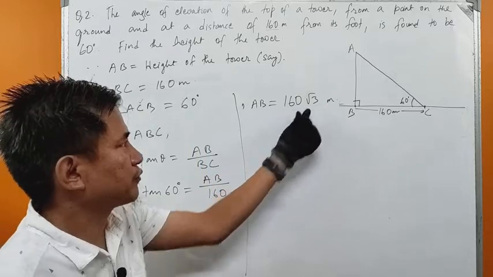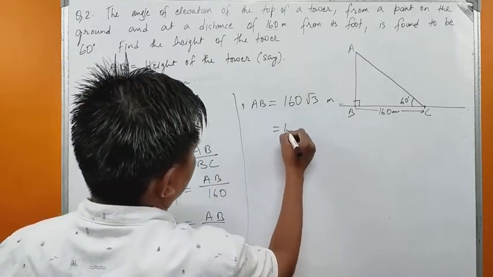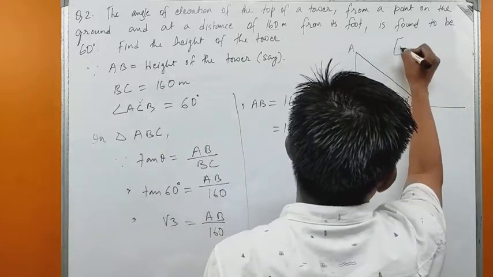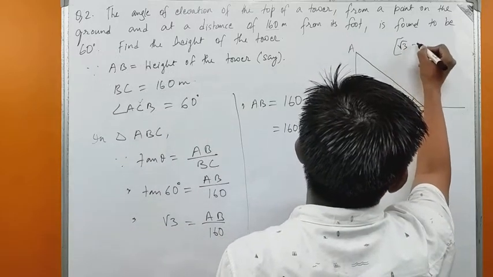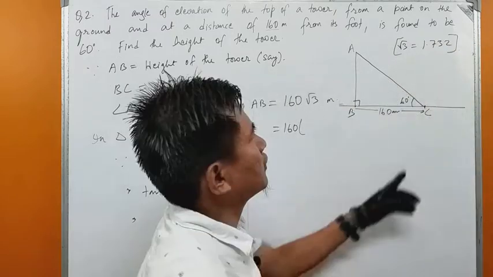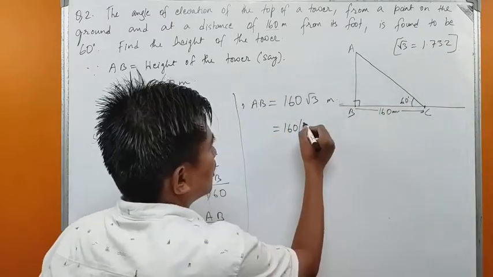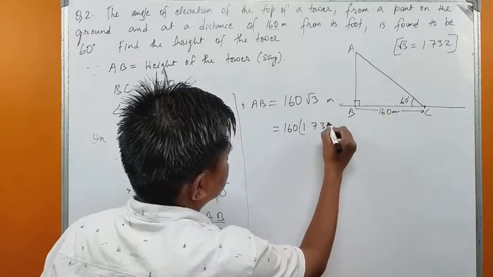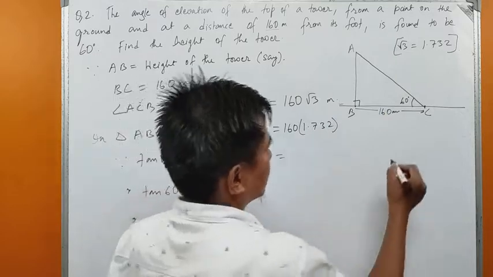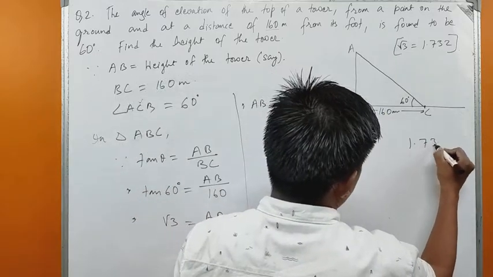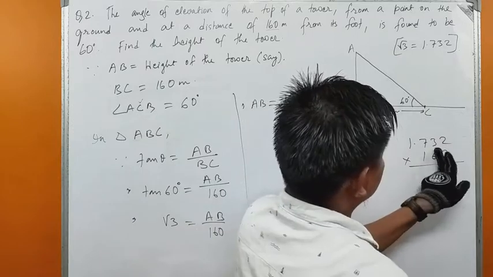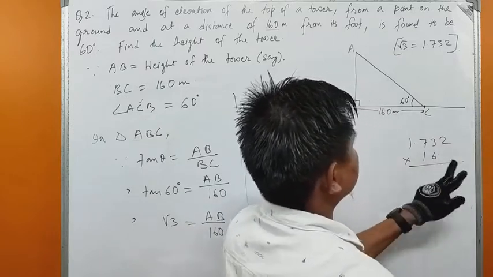You can put the value of root 3. Now 160 into the value of root 3. The value of root 3 is 1.732, we must remember this. Now we will multiply these two numbers and write here. 1.732 into 160. We don't multiply with 0, we will put 0 afterward.